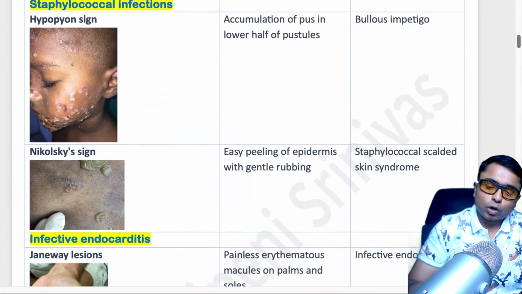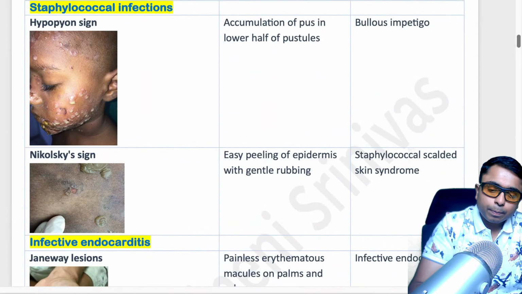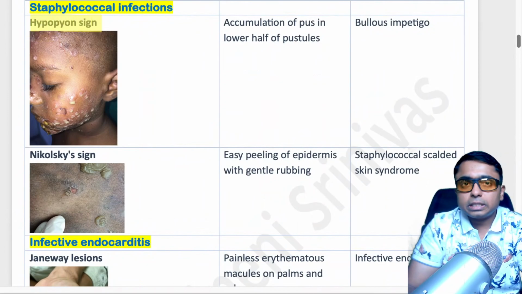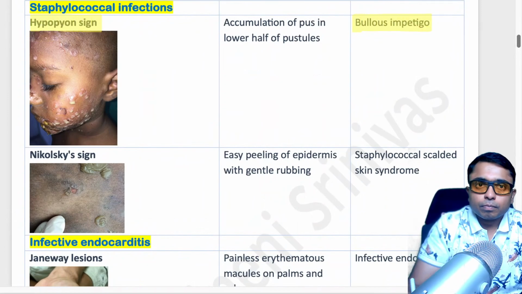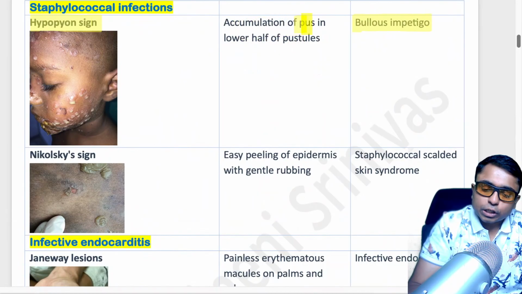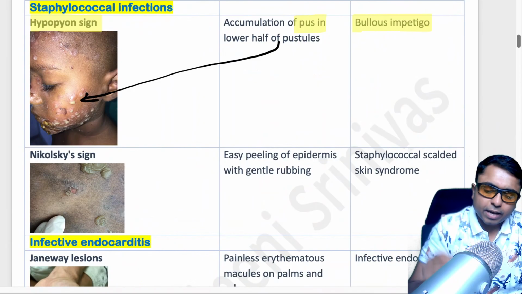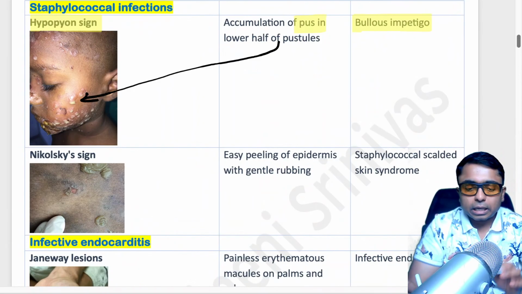Next is staphylococcal infections related hypopyon sign. So remember students, in the bullous impetigo, we are going to have accumulation of the pus in the lower half of the pustules because of the air fluid levels. This is called as hypopyon sign.